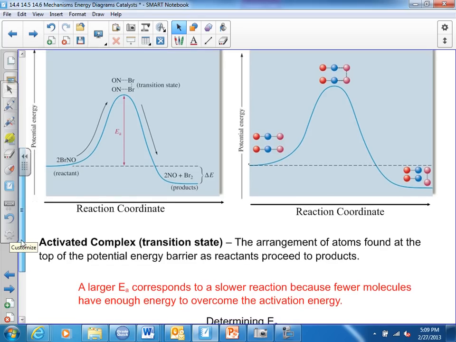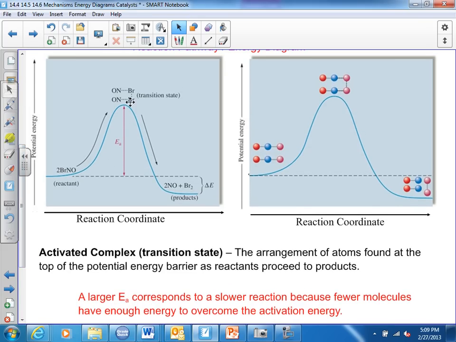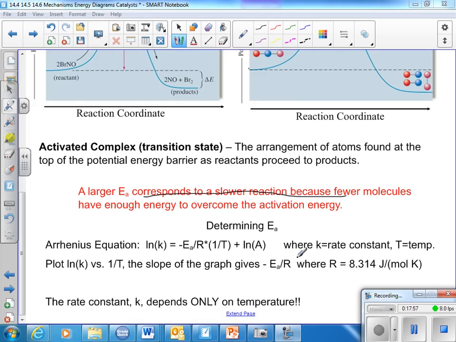assuming we don't have a goofy equilibrium step. Okay, the bigger Ea is, the slower the reaction is, because fewer molecules have enough energy to overcome the activation energy. So the higher the hump, the slower the reaction. That is a very important concept that you need to know. Got to know that.